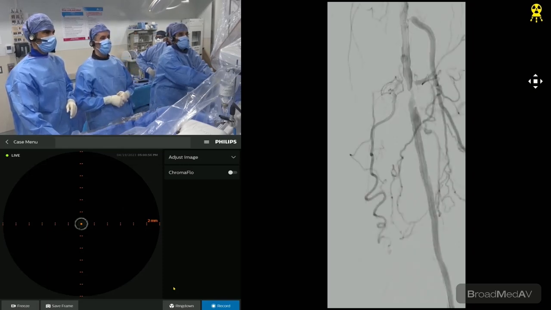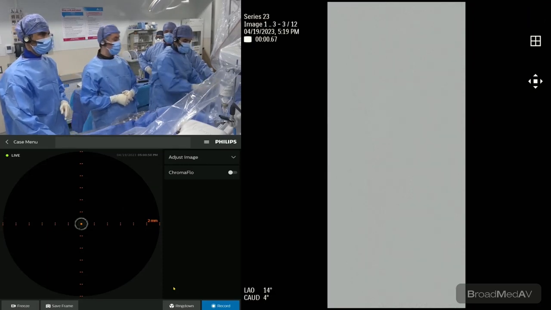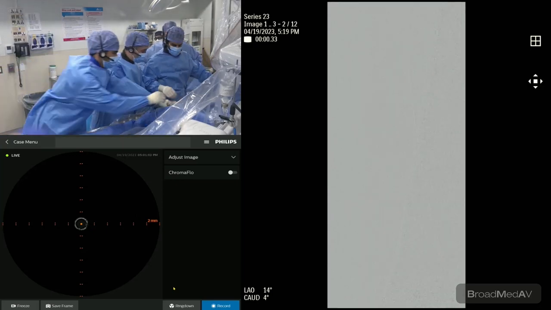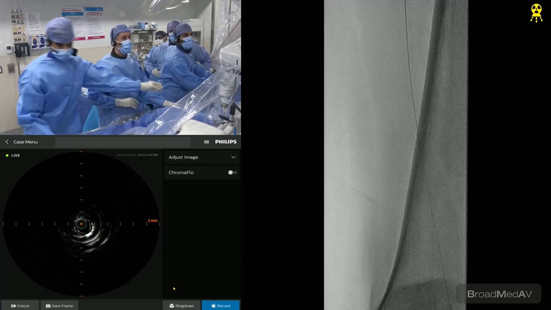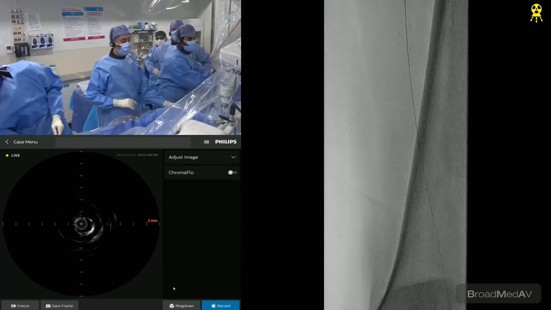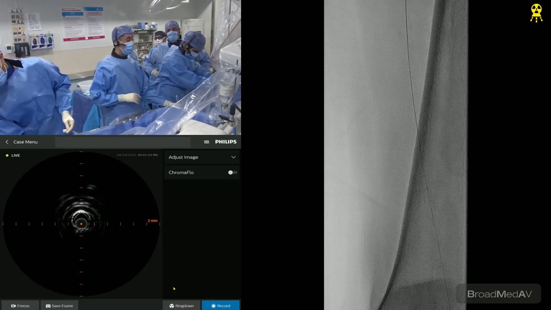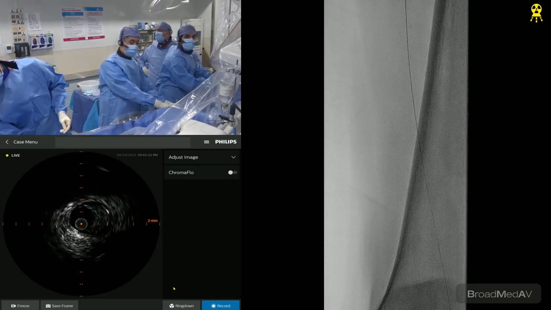Okay, Cindy, now. So we're going to inject this. You can see here very clearly it's a focal non-occlusive lesion, or looks like a ruptured plaque. So we're going to go with the IVUS. Can we fix this, guys, please? Okay, Flora. So we're going to go with an IVUS. We're going to go live with the IVUS.